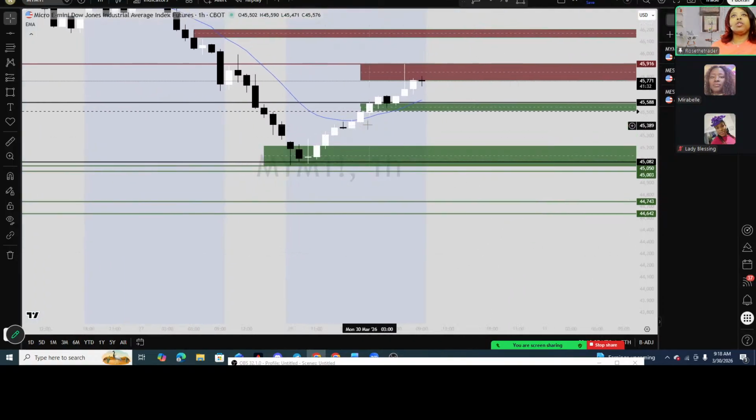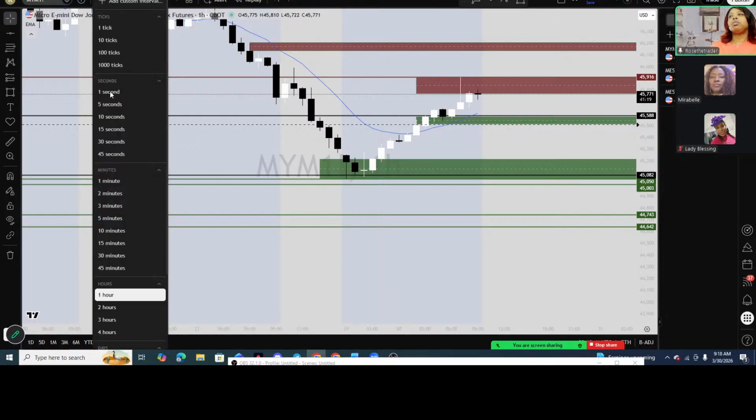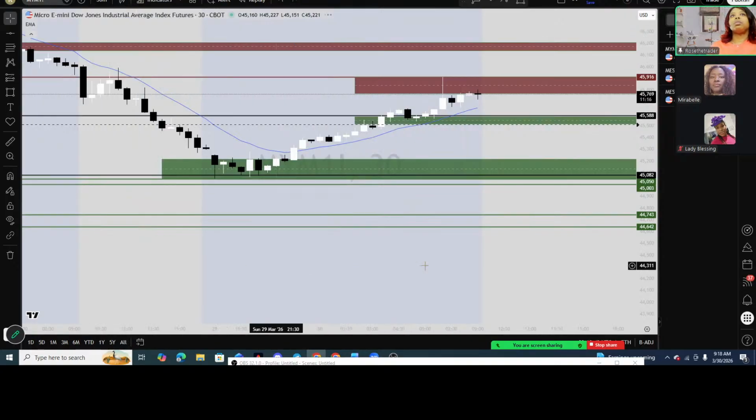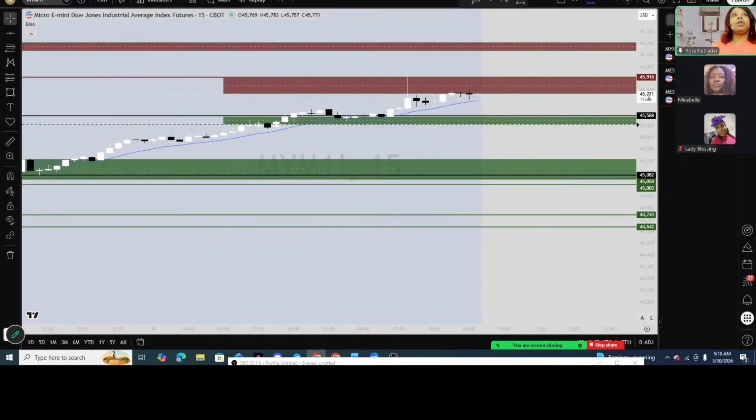Okay, so then we are looking for... we've covered pretty much all areas of supply and demand. There are no fair value gaps here. This is a little area of supply here, which is a continuation. Okay, let's go to the 15 minutes and look for fair value gaps.